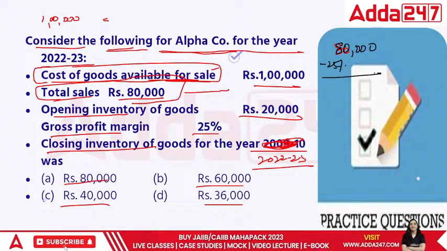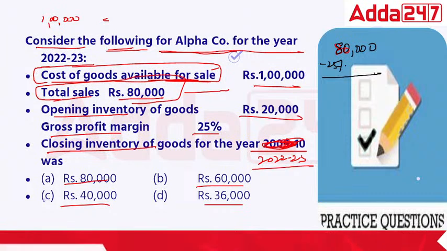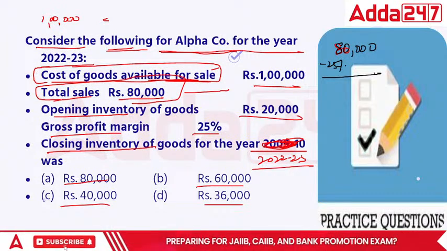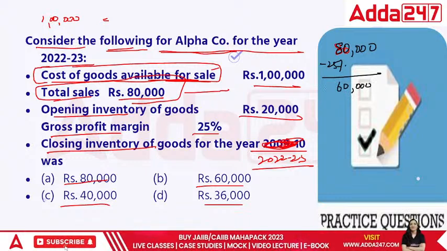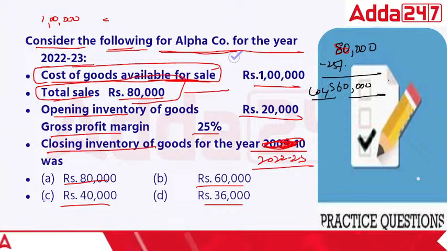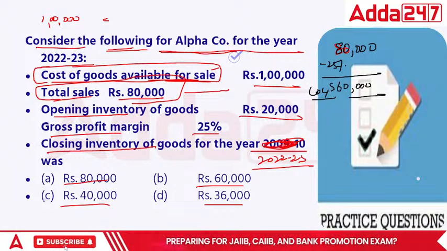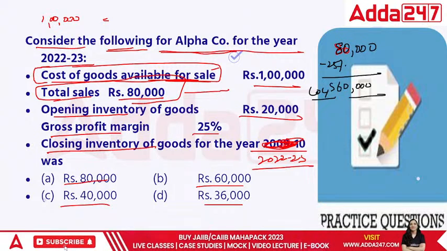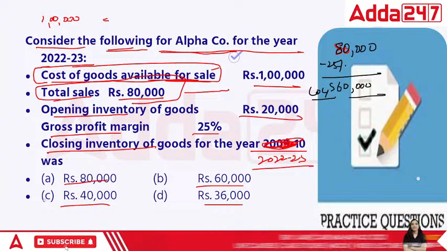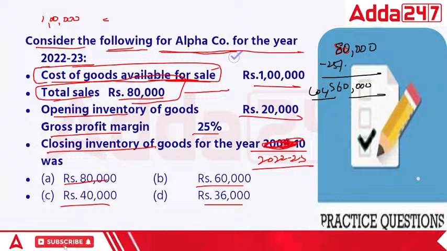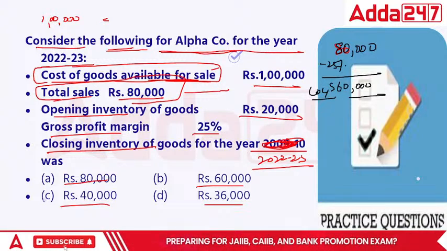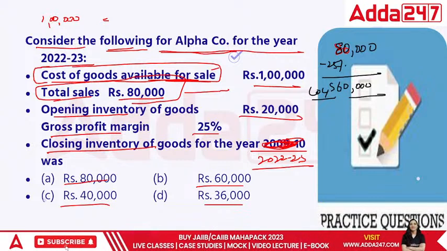What is the amount that is left with us? 80,000 were the total goods that were sold and 25% was the profit. So in this case, what is left is 60,000. The cost of the goods that are actually sold is 60,000, right? So how can we find the purchases? The portion of the profit is 20,000, right?